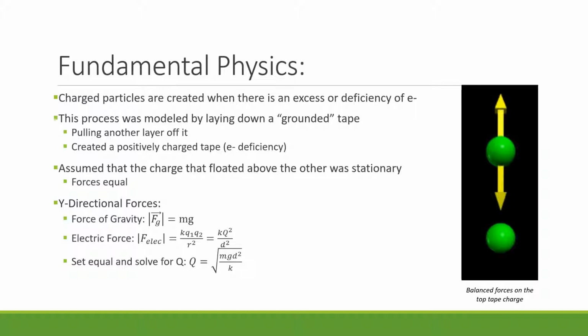One key assumption made was that the floating tape was stationary above the other tape, which created a zero net force. The only forces that needed to be considered were those in the y direction, the force of gravity and the electric force on the top tape by the bottom tape. These two were set equal and Q was solved for.